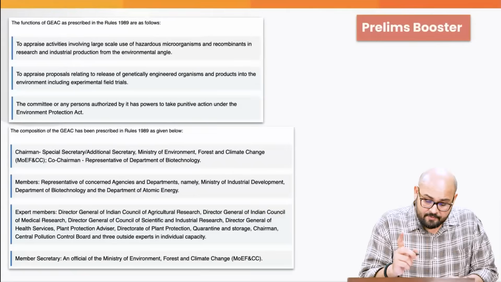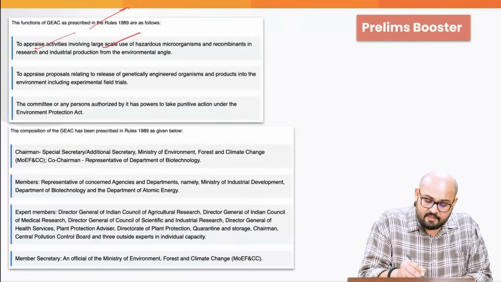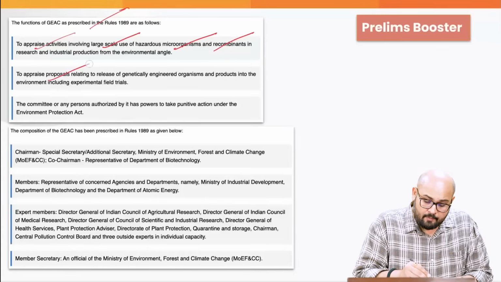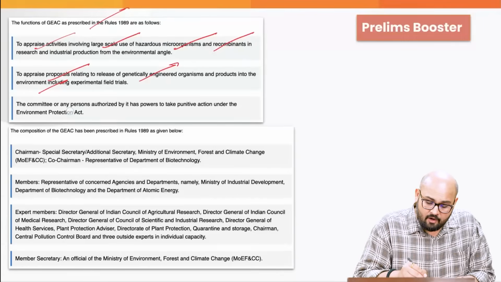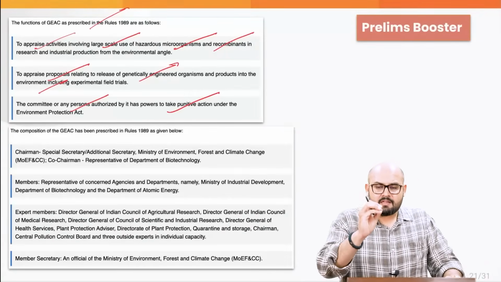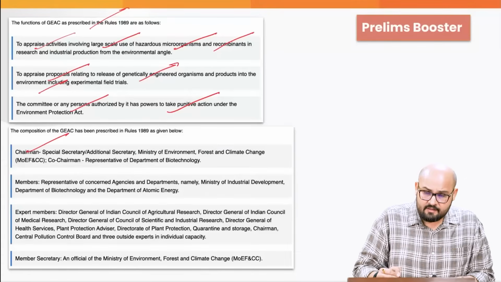Functions of GEAC. Under the rules of 1989, to appraise activities involving the large-scale use of hazardous microorganisms and recombinants in research and other things, to appraise proposals relating to genetically engineered organisms and products into the environment, including the experiment. The committee or any persons authorized by it has the powers to take punitive actions under the Environment Protection Act. So primarily, the basis lies in the Environment Protection Act. Remember that.